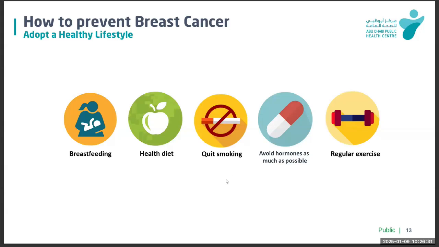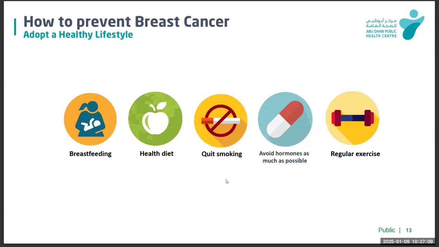So, how to prevent breast cancer? Basically, as we are talking about modifiable risk factors, the very first preventative step is to breastfeed. Breastfeeding is very essential for the hormonal fluctuation that happens due to pregnancy. If females breastfeed their newborns, those hormonal changes lead to a healthy cell turnover in the breast. So breastfeeding is very important.